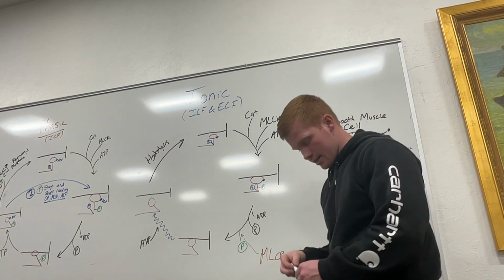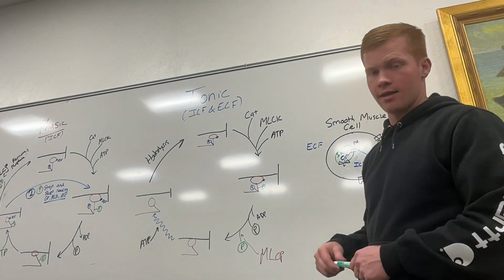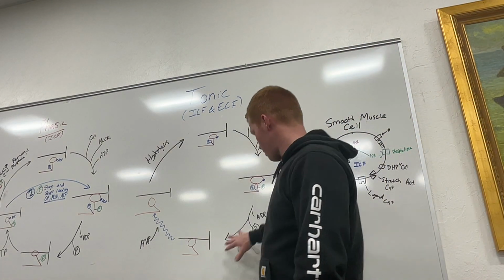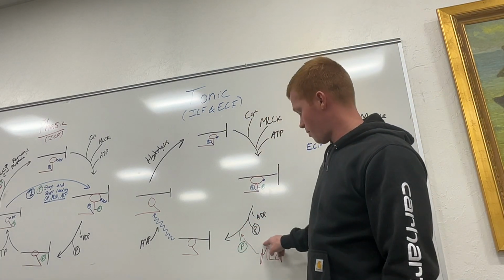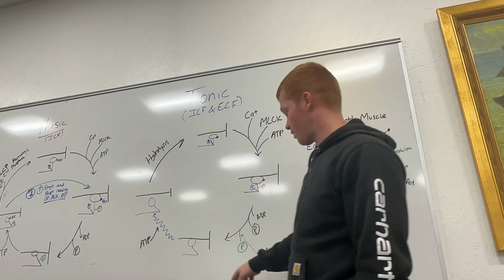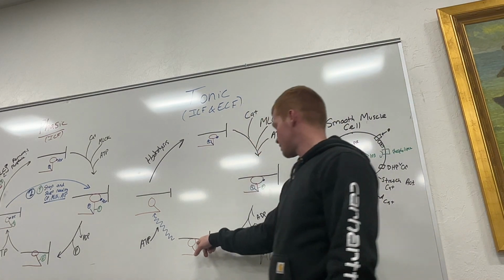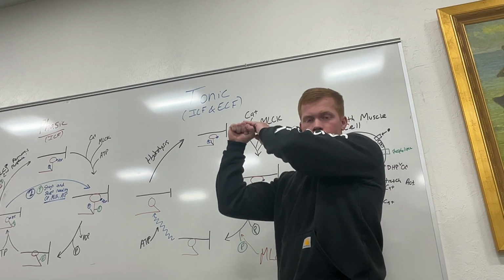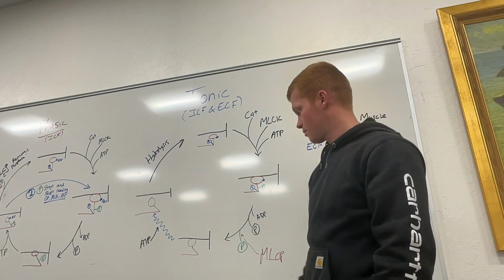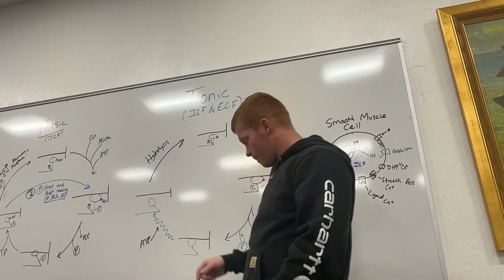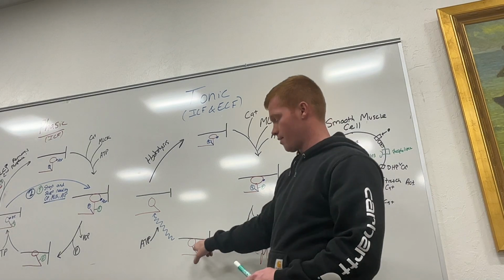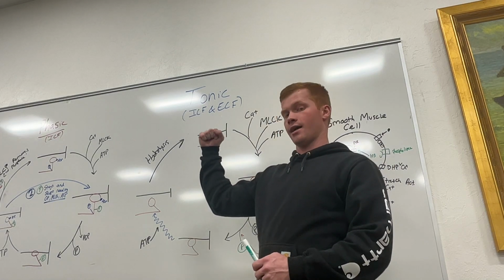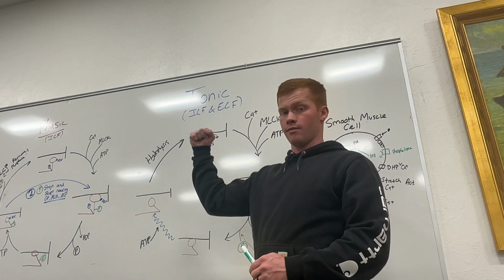And if it does that, then these are all going to fall off like normal, but MLCP is going to take the second phosphate off. The myosin head's still going to be stuck there, but it's going to be stuck there with an even greater strength. Because it's not bound to anything else, it's going to be able to bind to that binding site even stronger.